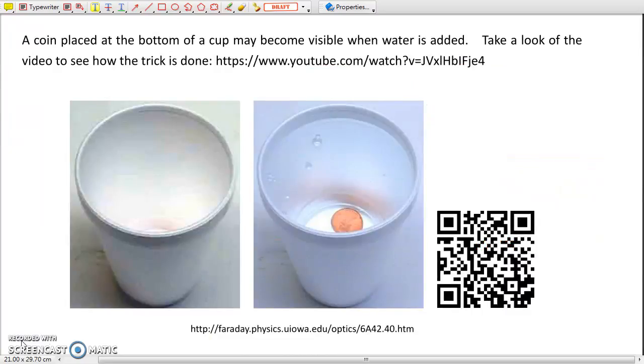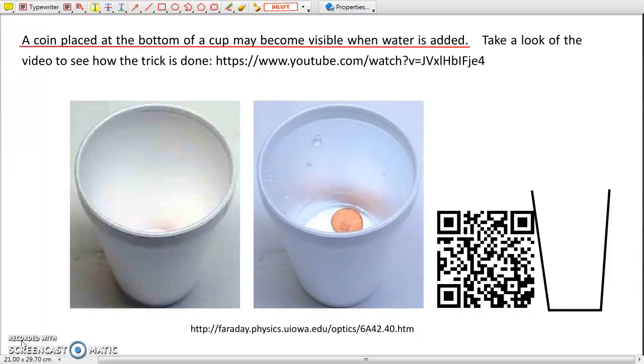Next is a well-known example. There's a coin in a cup, such that the observer's eye just cannot see the coin. We know that by adding water, the observer can see it. But why? Let's draw a ray diagram to show what happens.